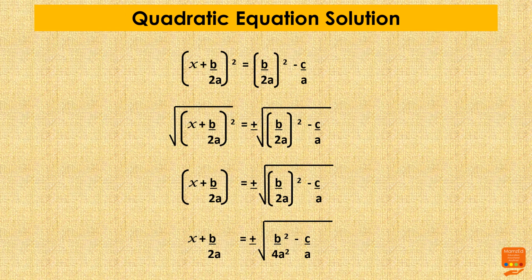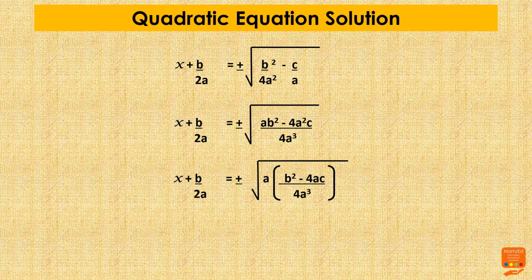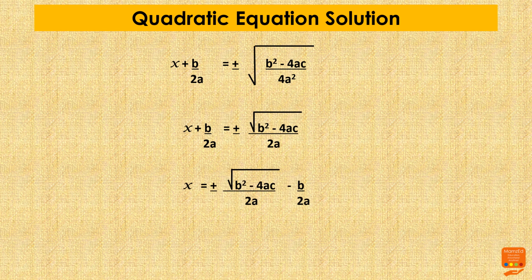Upon further simplifying, we get x plus b over 2a is equal to plus minus square root of b square minus 4ac over 4a square. The square root of 4a square will be 2a, so we simplify the right hand side of the equation and write 2a instead of 4a square and take it out of the square root. And we take b over 2a to the right hand side of the equation. And then the equation becomes x is equal to minus b plus minus square root of b square minus 4ac over 2a.